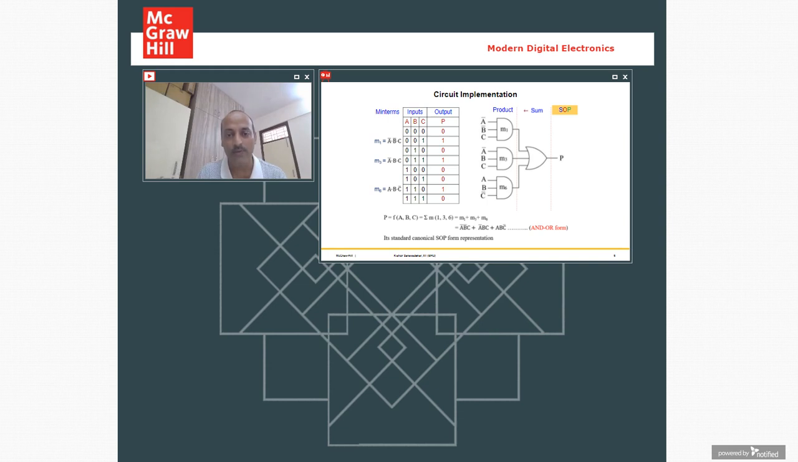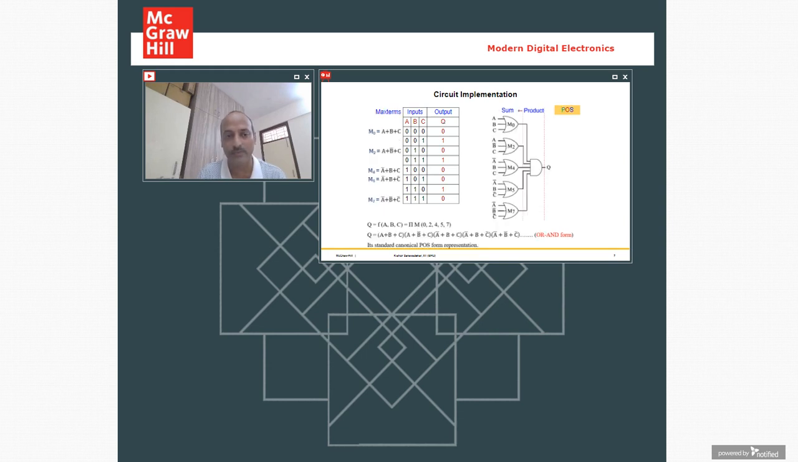Sum of products. Okay. Then let's say there is another possibility. A, B, C are three terms again, and I am taking another vector, say Q, and Q is equal to, now again some entries will be 1 and others will be 0.